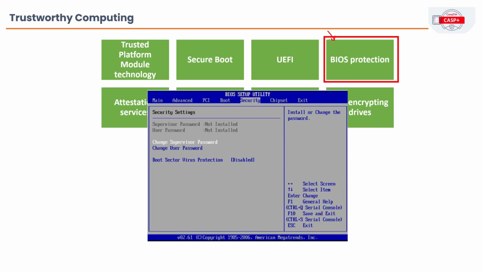Next is BIOS protection. So since the 80s, the BIOS component has been a requirement for computer systems. It permits the CMOS, or the complementary metal oxide semiconductor, which requires a power source or battery to retain settings, to be configured and to perform a series of power-on self-tests, or POSTs. Apart from allowing for password protection of the BIOS settings, it doesn't offer much in the way of security.